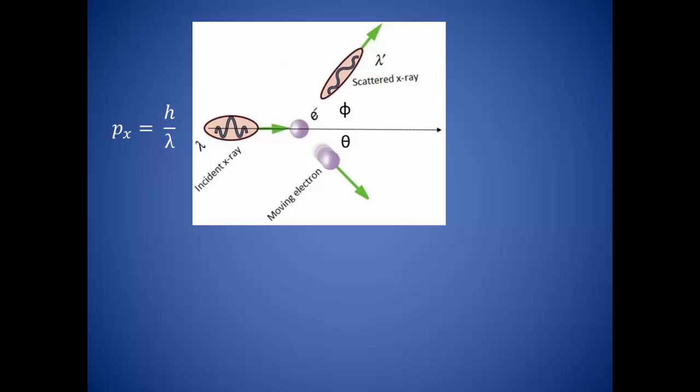Now the scattered X-ray is moving off at some angle represented by phi. So the momentum of this X-ray will have an x component associated with it. We can represent this x component of the momentum of the scattered X-ray as h over lambda prime times the cosine of phi, with lambda prime representing the new, longer wavelength. The now moving electron also has an x component to its momentum, and we can represent it as the momentum of the electron times the cosine of theta.